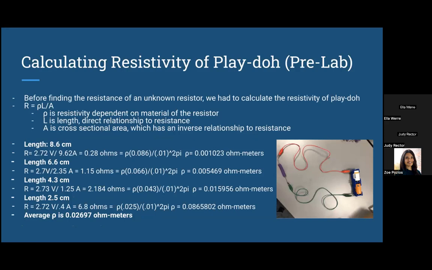So in order to proceed with the formal lab, in our pre-lab, we had to calculate the resistivity of Plato itself. We created a sample resistor made of Plato with various lengths, but keeping the cross-sectional area the same. Using these values and averaging them out, we got a resistivity of 0.023 ohm meters. Then we used this value when calculating the resistance of our caret resistor.